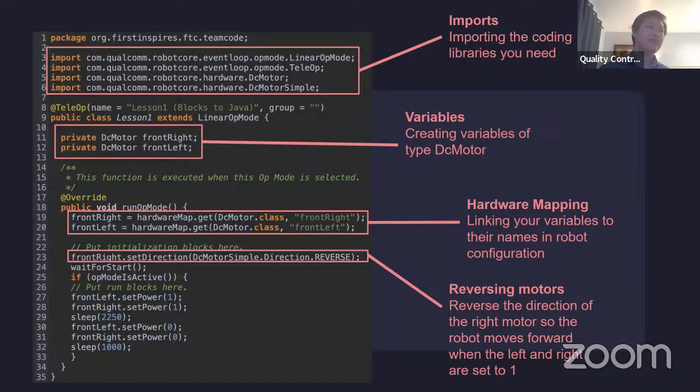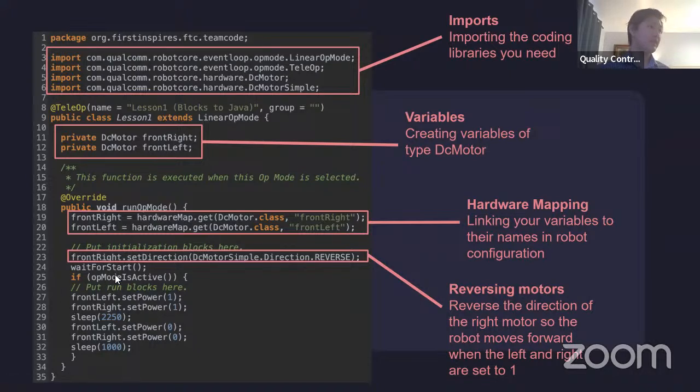Say, for example, if you wanted to go without reversing the motor, you would have to do front left set power 1, front right set power -1, which doesn't make a lot of sense if you want to make them move forward. It gets even stranger because if you want to reverse, you have to do front left set power -1, front right set power 1, which doesn't really make a whole lot of sense. And it makes it hard for your code to read. It makes it harder for others to read your code as well. So this is why you need to reverse the motors.